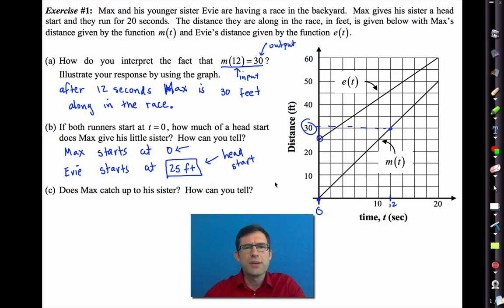Does Max catch up to his sister? How can you tell? Pause the video again and think about how you can interpret this graph and whether Max catches up to his sister Evie.